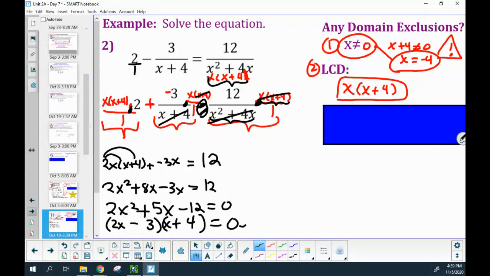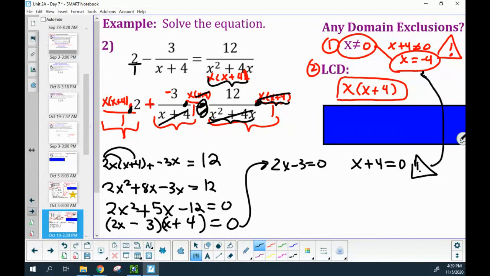So let's just finish this up here. Zero product property. Fair warning, that's going to be a problem. Why do I know that? Look up here. Okay, we'll get to that in a second. Move here 3, move here 2. X is 3/2. That is not an exclusion, so I love it.